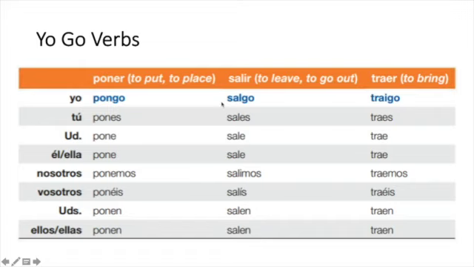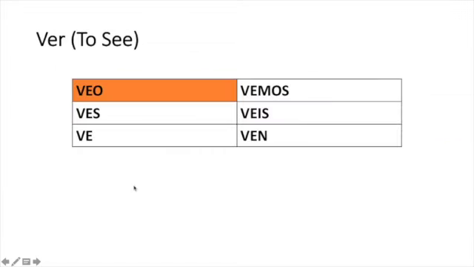But the yo form is different. Instead of salo, you get salgo. Instead of trao, you get traigo. So all of these are just slightly irregular.